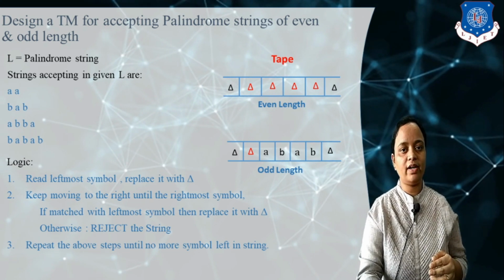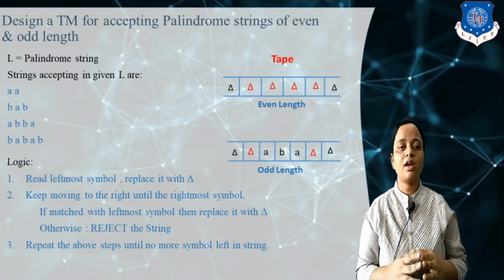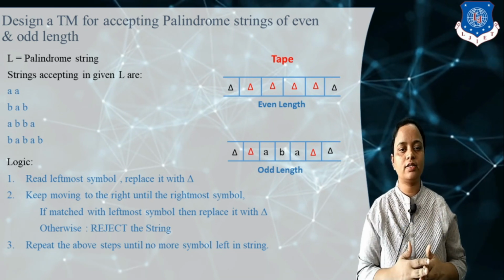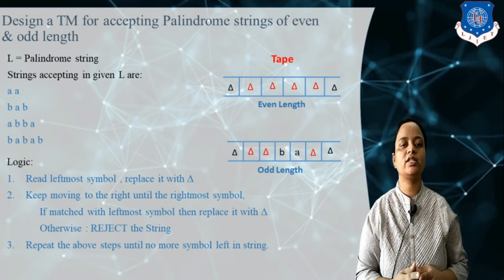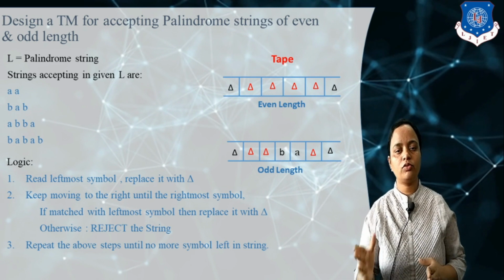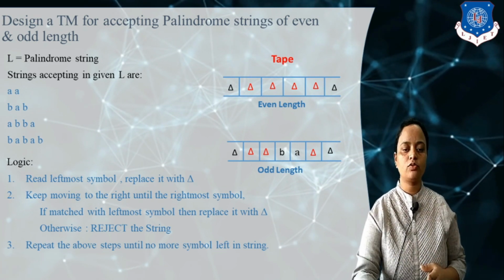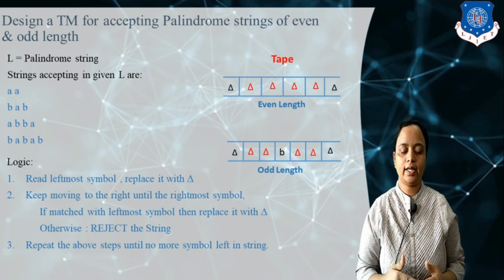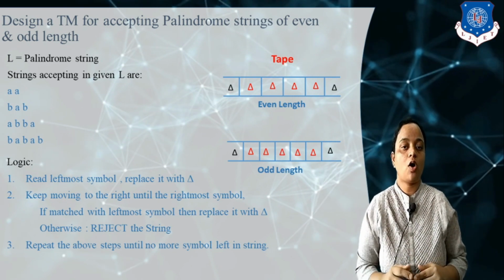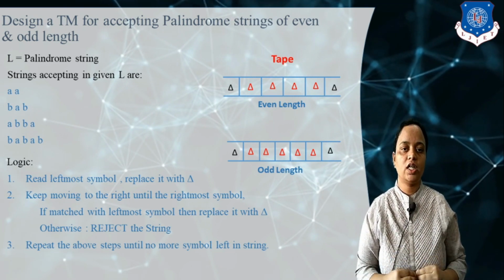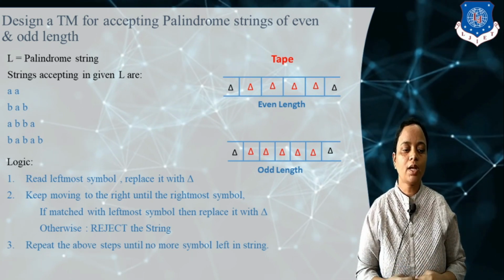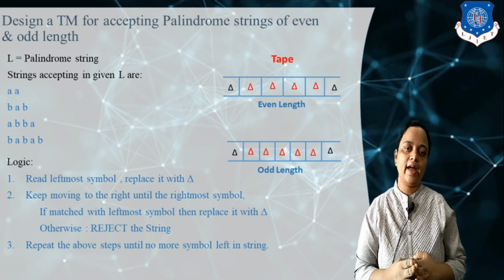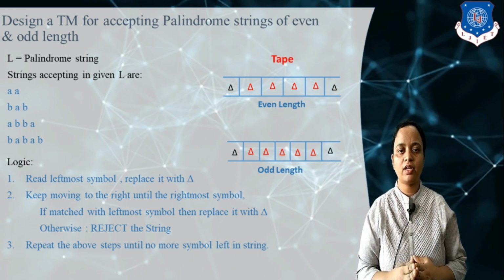If you see, this is a valid string. The rightmost symbol is B, so we can replace it by delta. Now the same procedure is repeated for the second symbol. Here my second symbol is A, which is replaced by delta, and we move to the rightmost symbol. The rightmost symbol matches, which is A, so A is replaced by delta. Now the procedure is repeated. This is an odd length string. The last step says to repeat this until no more symbols are left in the string. Here no more symbols are left, and we need to accept it.